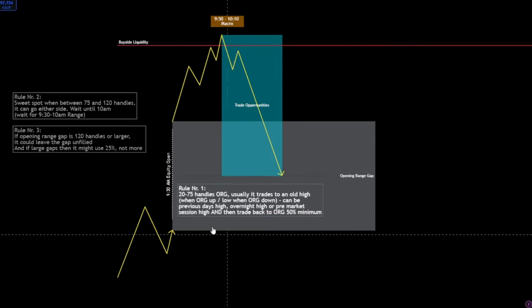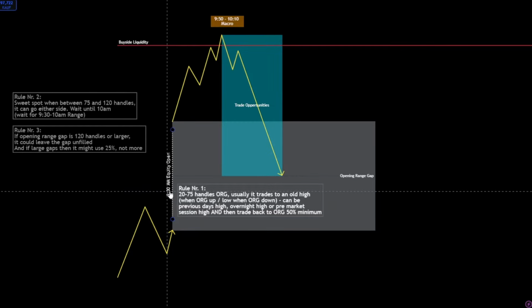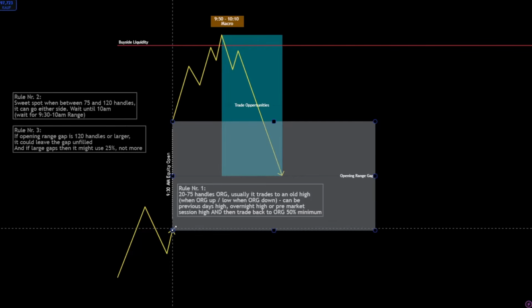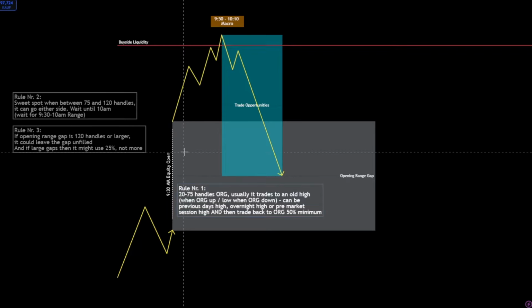So you can see we have the 9:30 equity open. That is your AM session start. And every day you have an opening range gap. It's basically the settlement price from the previous day to the opening price of the current day, and that is usually 4:15 p.m. to 9:30 a.m. If you have a specific amount of handles in that opening range gap, you can forecast or expect something to happen.